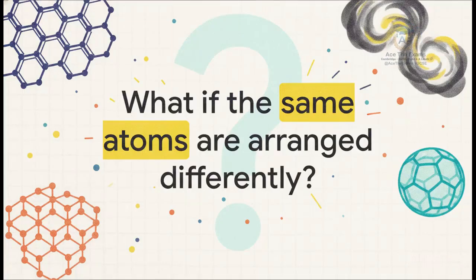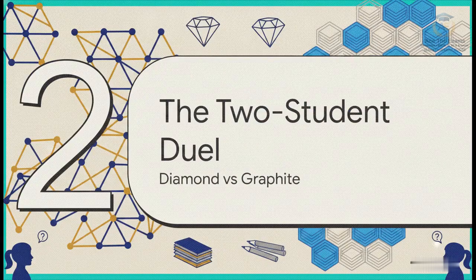But that brings up a pretty fascinating question. What happens when the exact same atoms are arranged differently? In a moment, I'm going to reveal a hidden examiner clue about carbon that changes literally everything you thought you knew about materials. But first, we need to put our framework to the test to make that clue totally obvious. Section 2. The 2-student duel, diamond versus graphite.